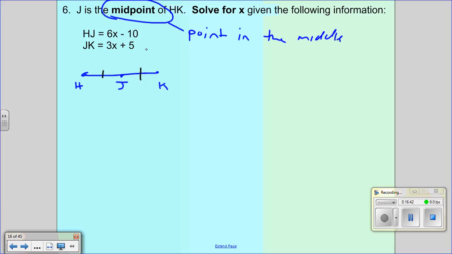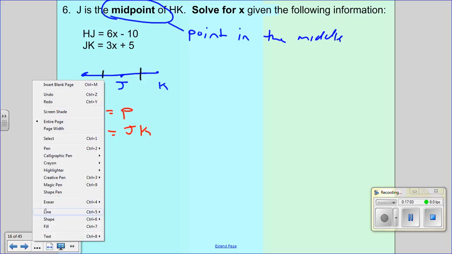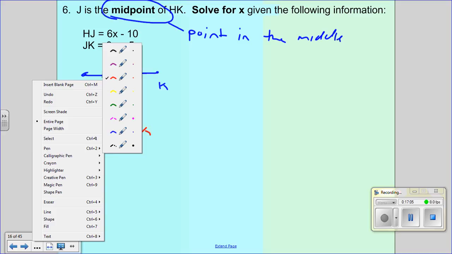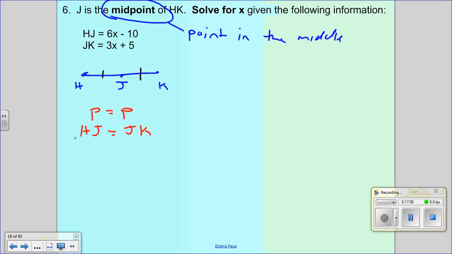We don't need part plus part equals whole for this situation only. We're going to use part equals part. When it's the midpoint, you use part equals part. So that means HJ is equal to JK. Now you can substitute the algebraic expression. HJ was 6x minus 10. JK was 3x plus 5.